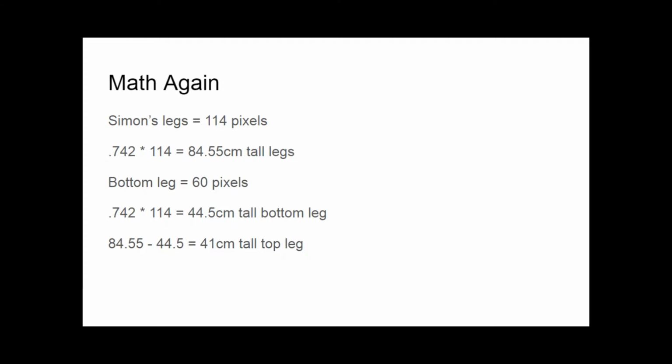That is the ratio of centimeters to pixels. And if we take that ratio and multiply it by 114, that would equal 84.55 centimeters, and that's how tall his legs are. And if we take that ratio and multiply it by 60, that would equal 44.5 centimeters, which is how tall his bottom leg is. Now, to find the top part of his leg, you just take the total part of his leg minus the bottom, which is 41 centimeters tall.